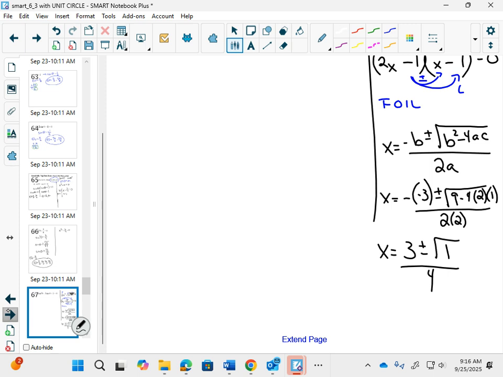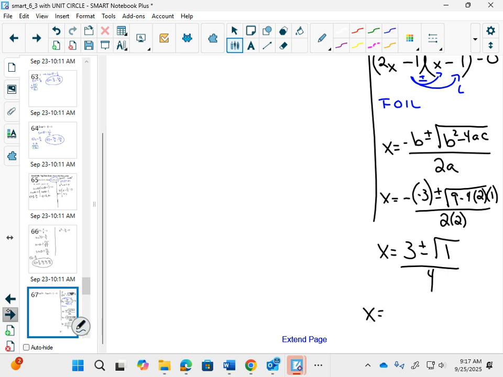Anytime this is a nice square root and you're using the quadratic formula, it tells you, good job, you could have factored this. If it's a square root of 4, square root of 9, any nice square root, the quadratic formula is like, you just took the longer way, you could have factored this. If it's a square root of 5 or square root of 7, something you can't simplify, then your only option would have been the quadratic.